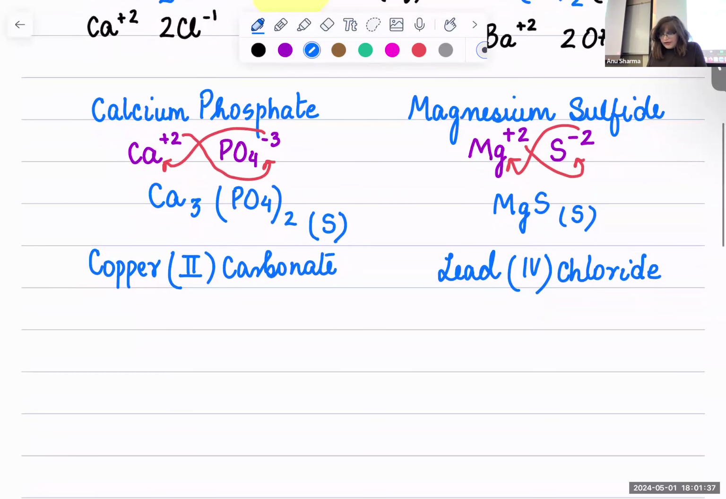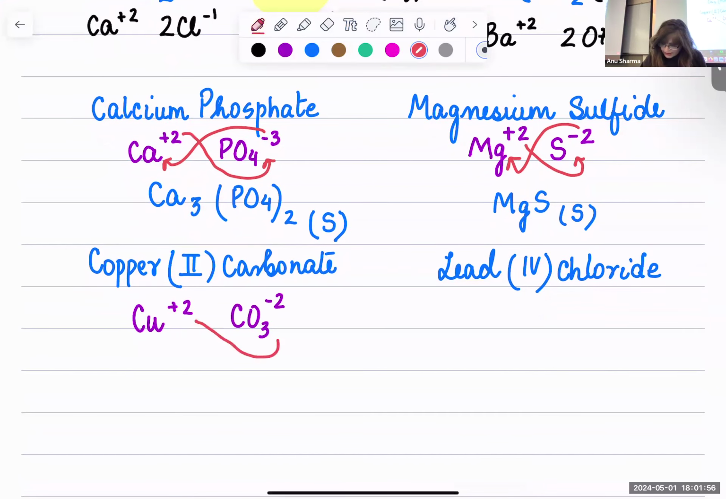Okay. Next, copper 2 carbonate. Copper, Cu, charge +2. Carbonate, CO3 -2, right? So now, same story, crisscross. This number comes here and this number comes here. What do you get? CuCO3. Soluble or insoluble? Insoluble. All carbonates are insoluble except group 1A and ammonium.